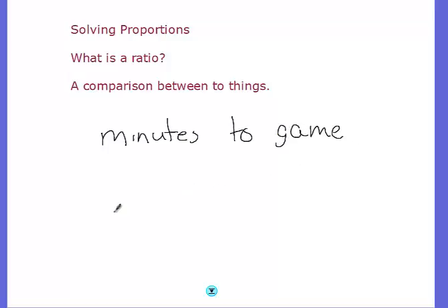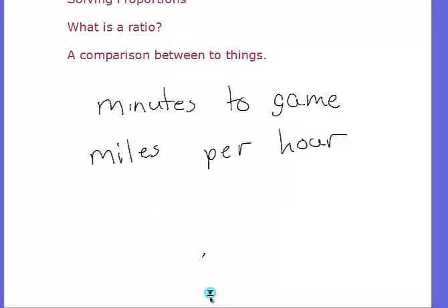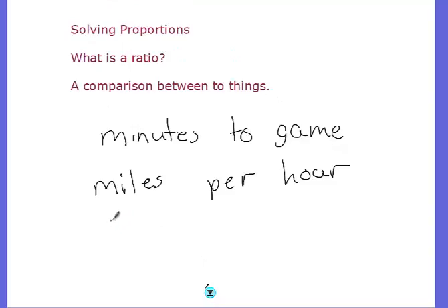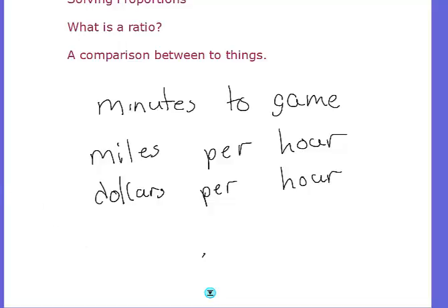Another big comparison when you're driving is miles per hour. Another comparison is the money you make, so it's dollars per hour. And lastly, I remember back when I used to learn how to type on a computer, you would talk about words per minute.